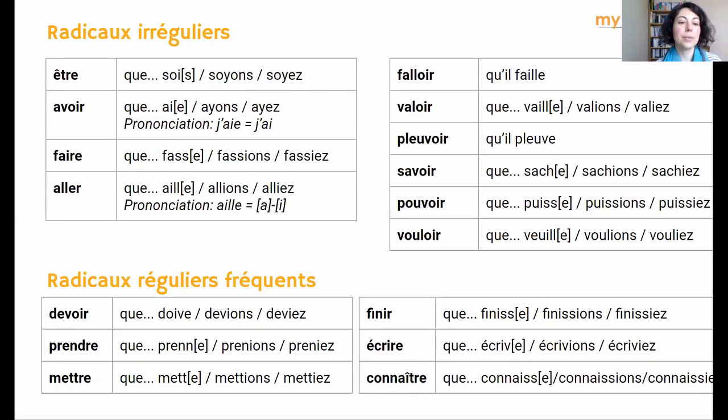I added some other verbs that are regular, but that are a bit different than the indicatif present, and that we use a lot. For example, devoir, que je doive, que nous devions, que vous deviez. Prendre, que je prenne, que nous prenions, que vous preniez. Mettre, que je mette, que nous mettions, que vous mettiez. Finir, que je finisse, que nous finissions, que vous finissiez. Écrire, que j'écrive, que nous écrivions, que vous écriviez. Connaître, que je connaisse, que nous connaissions, que vous connaissiez.